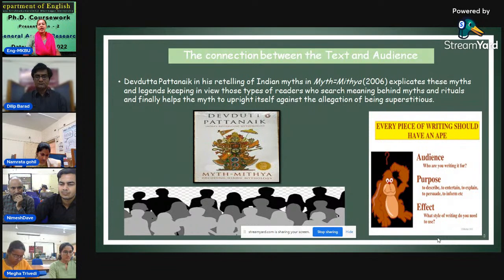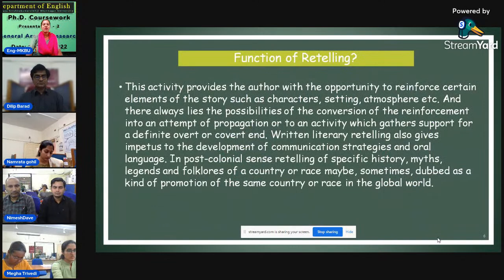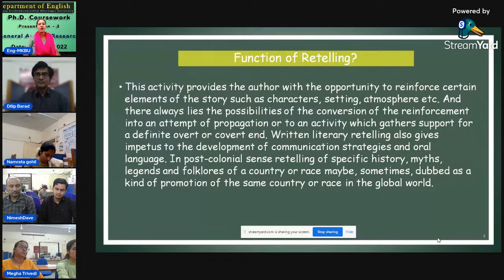Every piece of writing should have an APE. APE means audience, purpose and effect. Function of retelling. This activity provides the author with the opportunity to reinforce certain elements of the story, such as characters, setting, atmosphere, etc.